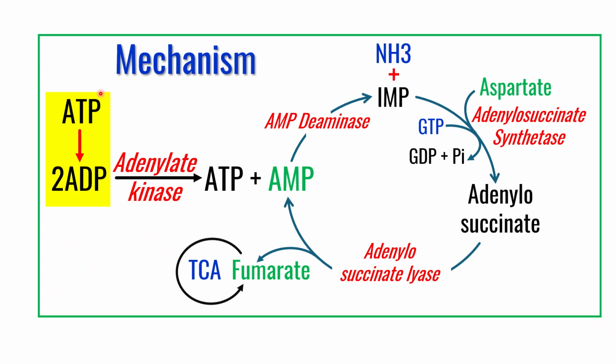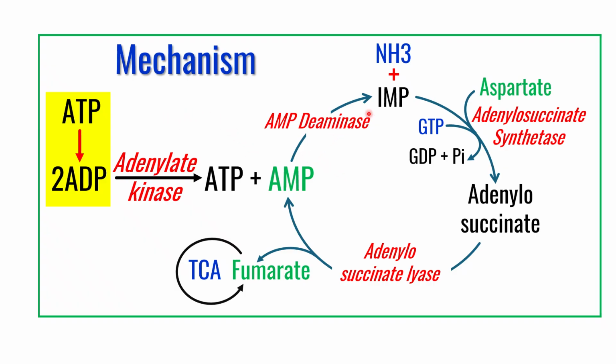Let us examine the mechanism of the purine nucleotide cycle. In the skeletal muscle, during intense exercise, ATP is consumed, producing ADP. ADP is converted into ATP and AMP by the action of the adenylate kinase enzyme. This enzyme is also known as myokinase and is highly active in skeletal muscle. This is a reversible reaction. However, the product of this reaction, AMP, is consumed in the purine nucleotide cycle, thereby pushing this reaction in the forward direction, making ATP available for muscle activity.